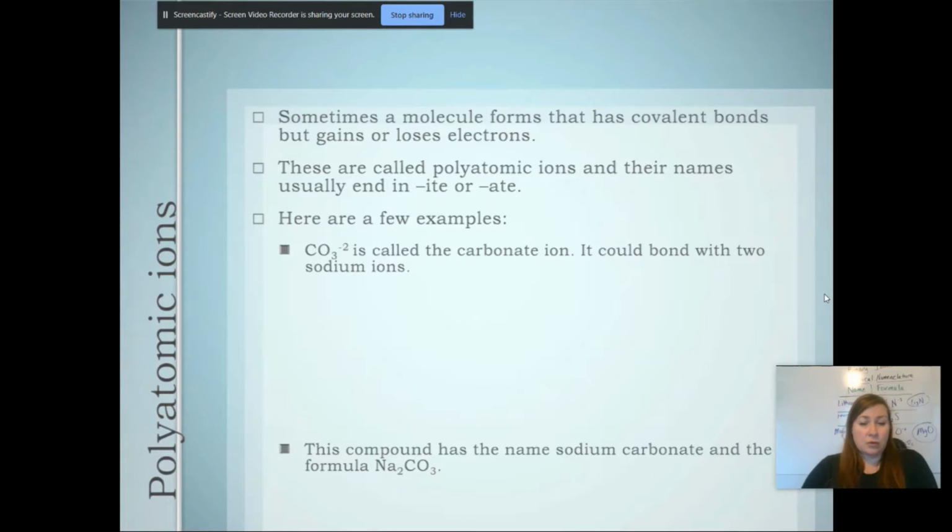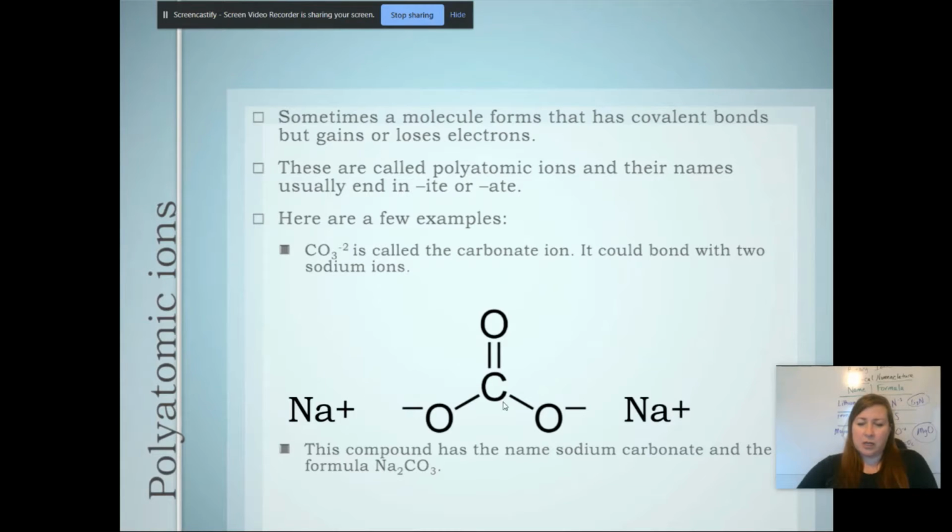CO3 minus 2 is known as the carbonate ion. It's got carbon, and then the "ate" ending tells you it's got oxygen too. It could bond with 2 sodium ions because it's CO3 minus 2. So here's a picture of it. You can see the carbon, the 3 oxygens, and then the 2 negative charges on it. And if you can picture another sodium ion coming in here with its +1 charge and another one over here, this would make a nice stable ionic compound.